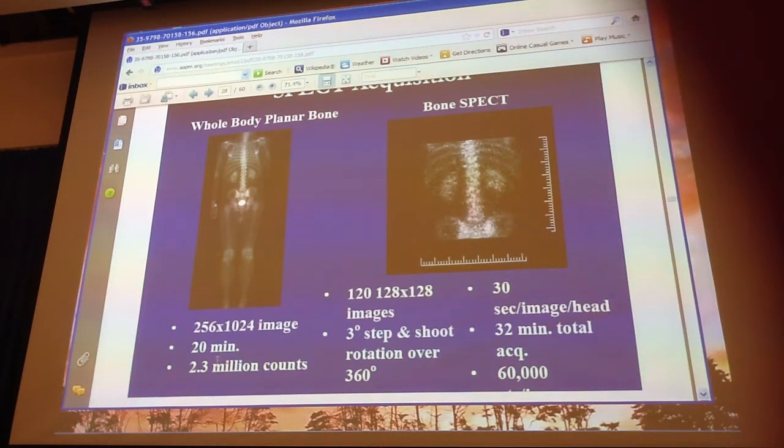What is important though is the number of counts that you acquire. Remember, we said that for whole body images, you need at least 1 million counts. So you have to make sure that your imaging system moves slow enough for that.